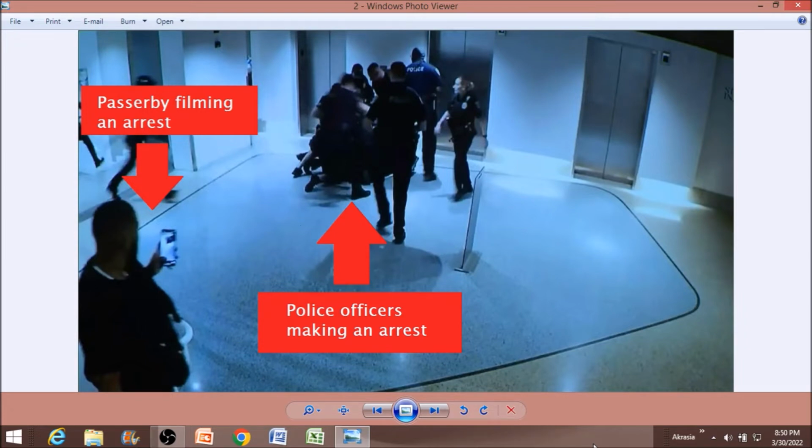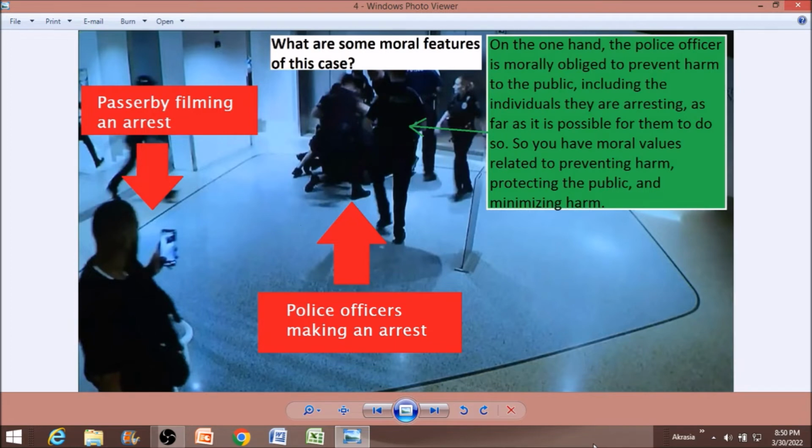So, that being said, we have a passerby filming an arrest and some police officers making an arrest. So, your first step is to identify the moral features of the case. So, ask yourself, in this case, what are some moral features? What's entailed morally by this particular case? On the one hand, the police officer might have some moral obligation to prevent harm to the public, including individuals they are arresting.